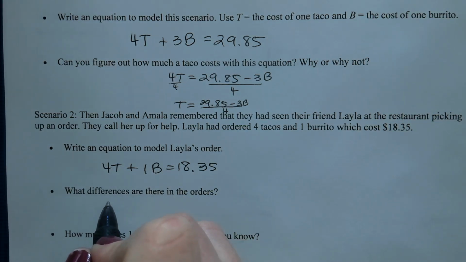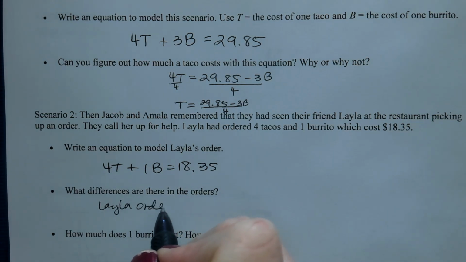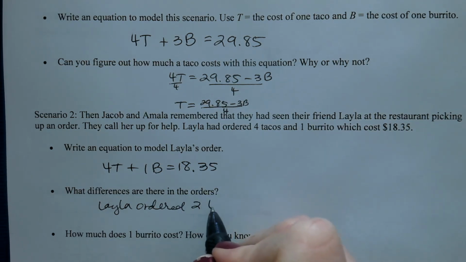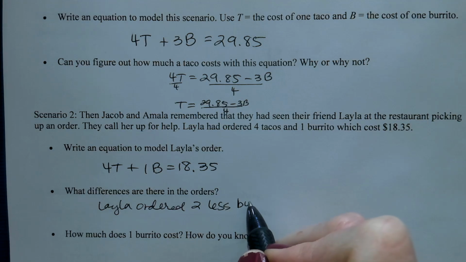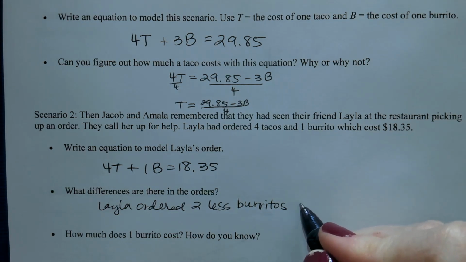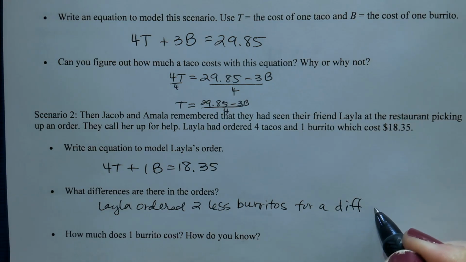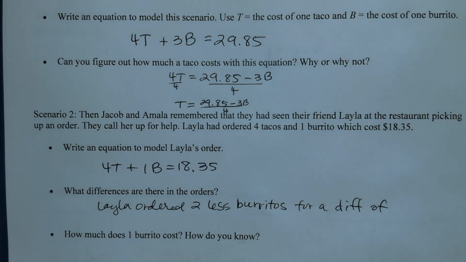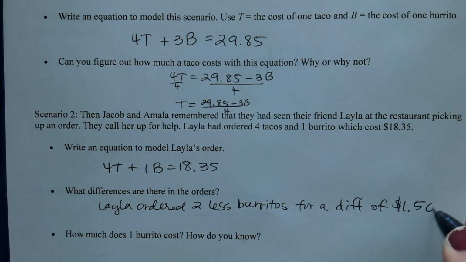So what are some differences? Layla ordered 2 fewer burritos. Boy, now I'm not sure which word it should be. For a difference of, so I'm just doing $29.85 minus the $18.35. So for a difference of $11.50.